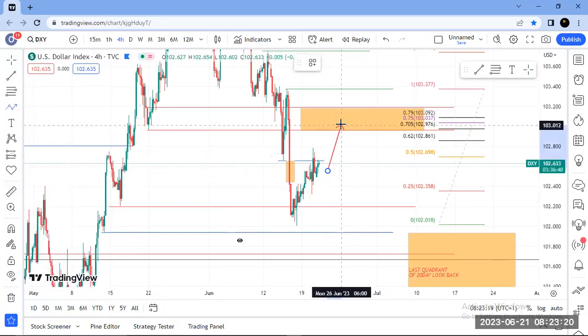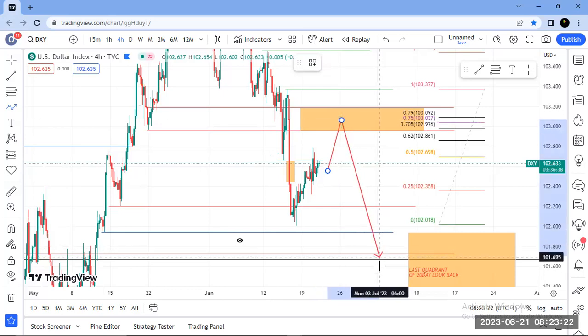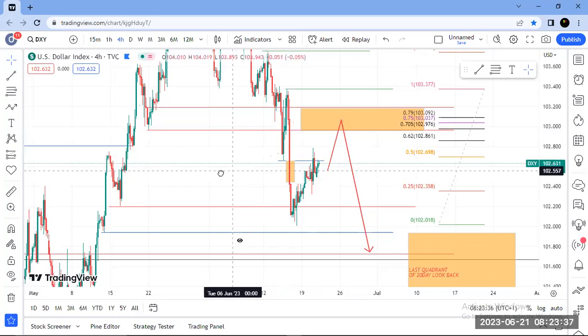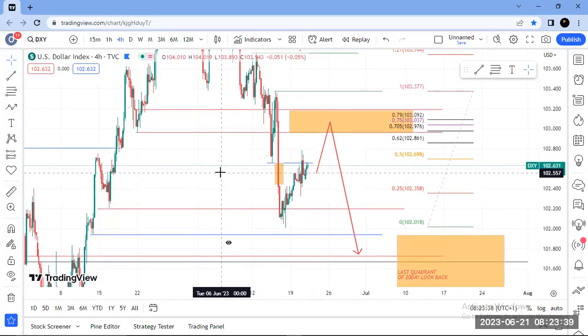I want it to move in this format, enter into here, and then dip into there. So this is what I expect for the week. But now this is not our day trade for today. So like I told you, I'm focusing on the Euro USD and the CAD JPY for today.